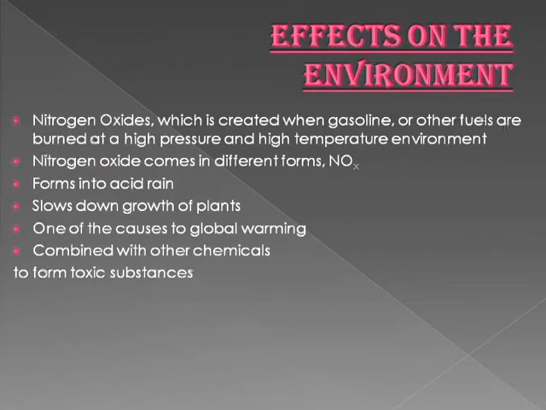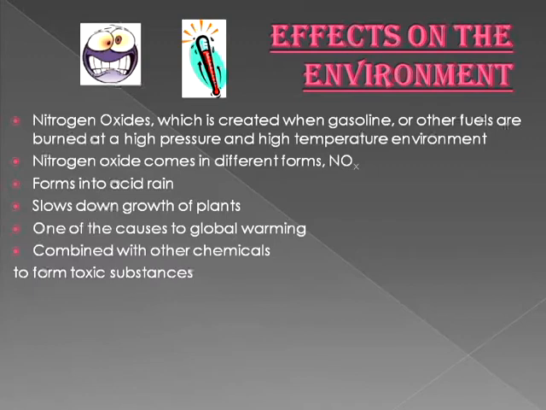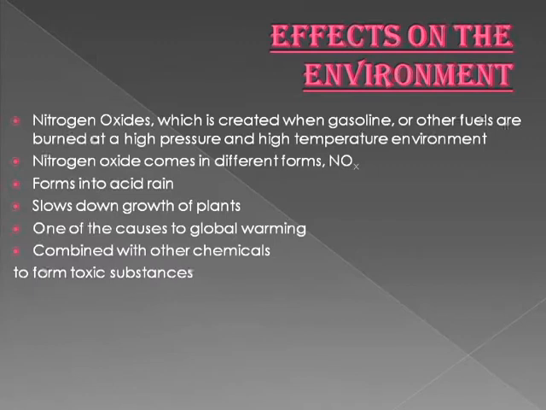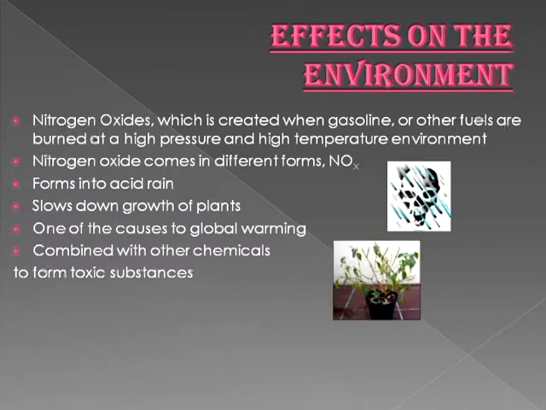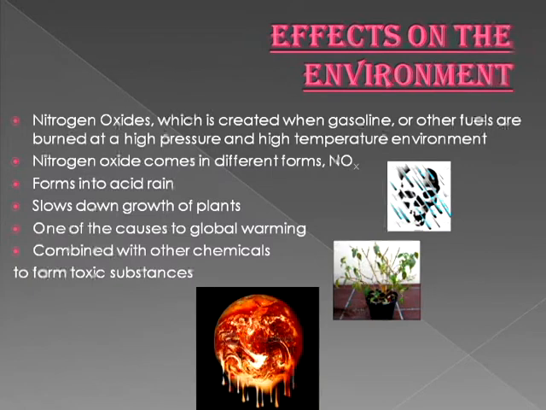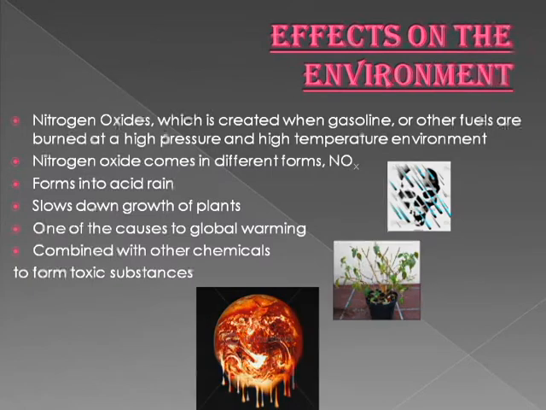Another byproduct created with incomplete combustion is nitrogen oxides. They are created when gasoline is burned under high pressure and high temperatures. It comes in different forms, NOx. Nitrogen oxides form acid rain, slow plant growth, are one of the causes of global warming, and when combined with other compounds, they form toxic chemicals.